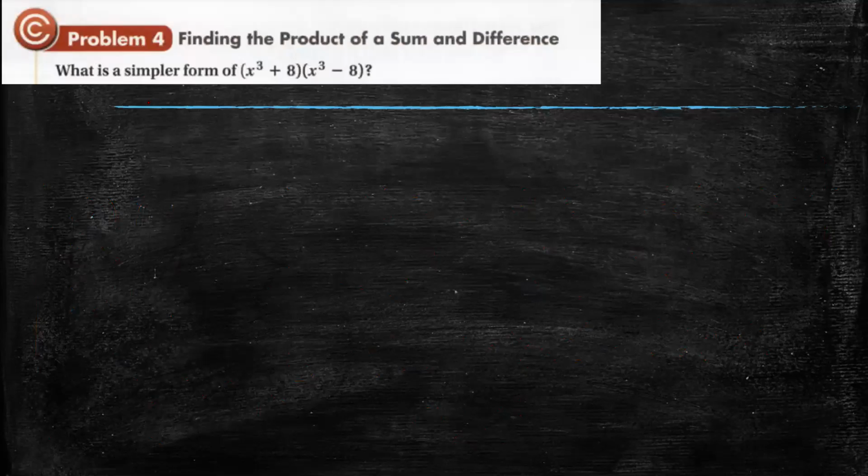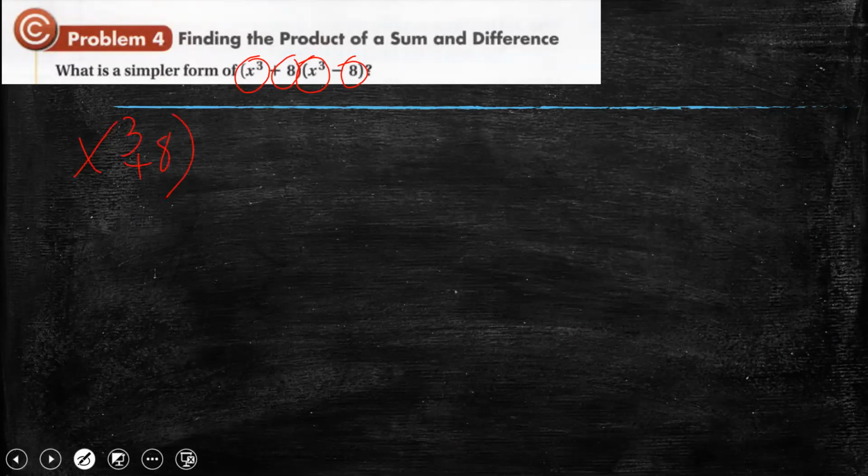Okay. Let's see this problem now. What is the simpler form of x cubed plus 8 times x cubed minus 8? If you have these two types of expressions, the first thing I will ask myself is, do I have the same terms? Yes, we have the same terms, but not the same sign. So I can use the square of the binomial, or I can use the rule of sum and difference. Here, do they have the same sign? No. So we don't have the same sign.